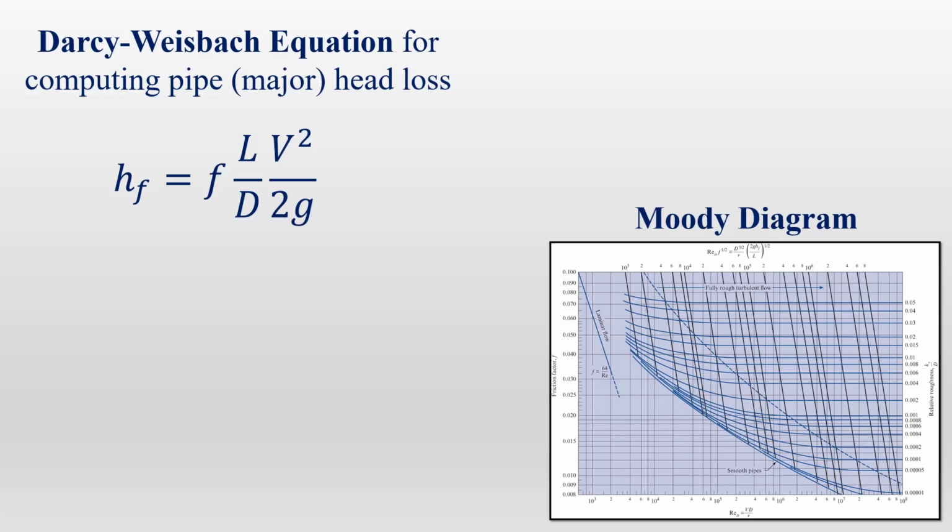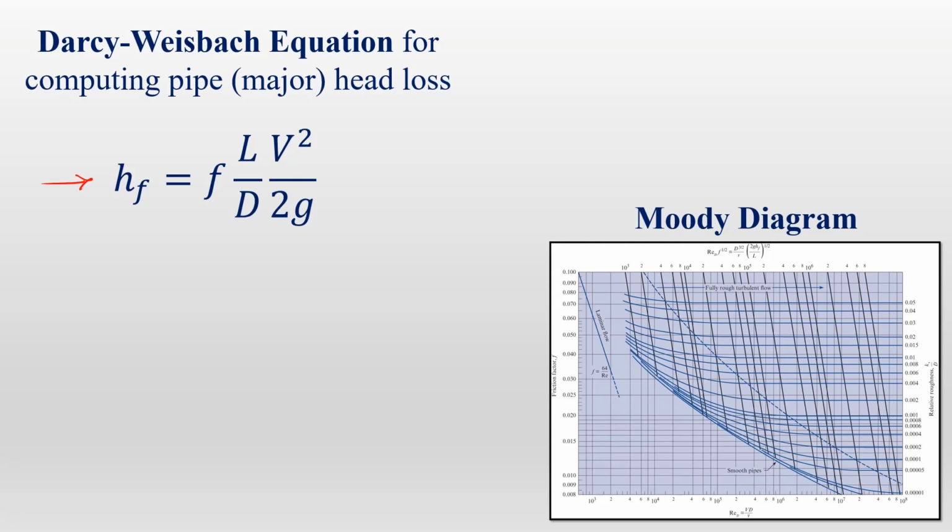Let's start our today's class with a review of what we talked about in a previous session. In the previous session, we talked about the Darcy-Weisbach equation that is used to calculate pipe head loss, or major head loss. And I have written the Darcy-Weisbach equation for you on this slide over here.